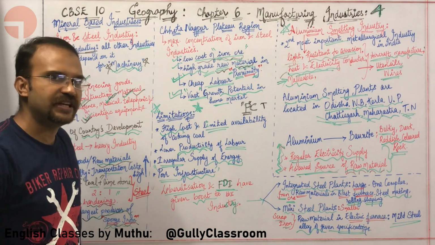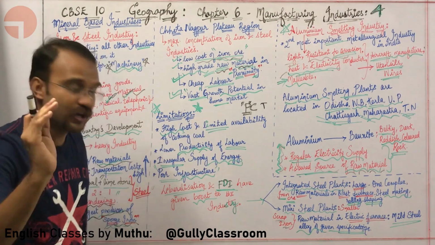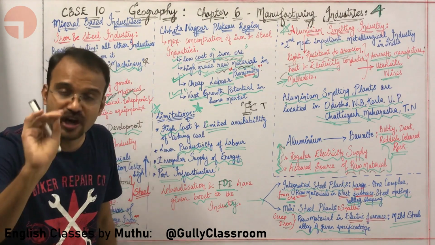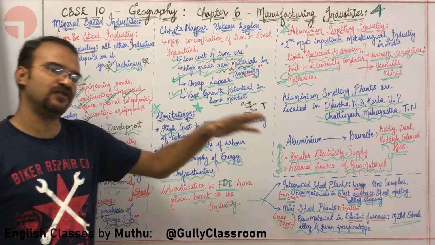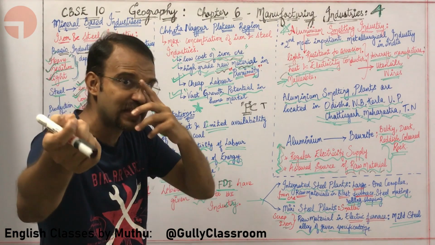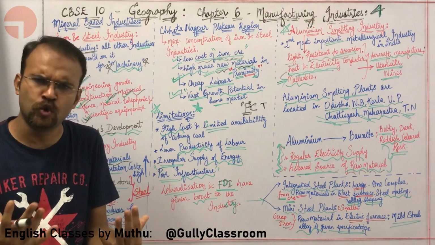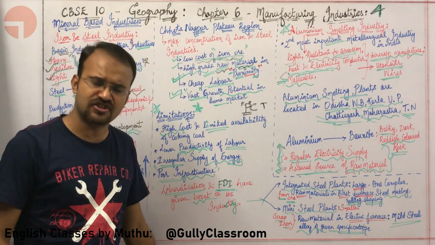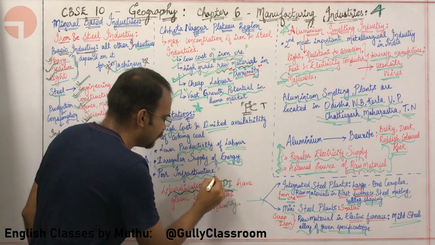So what are the limitations? Let us do a fast recollection. High cost and limited availability of coking coal, lower productivity of labor, irregular supply of energy and poor infrastructure. Okay, sir. What is our government doing in order to improve the iron and steel industry? Our government is implementing liberalization and FDI.